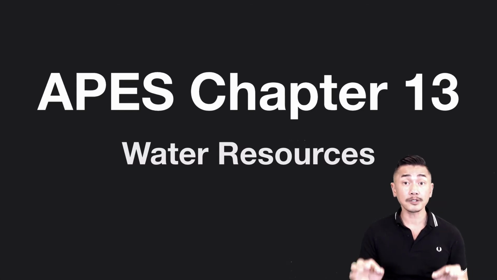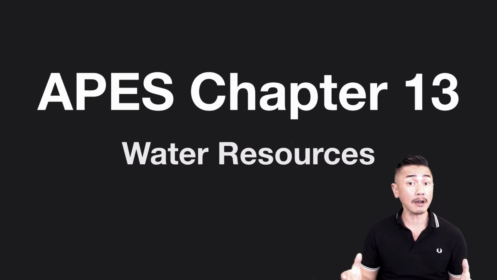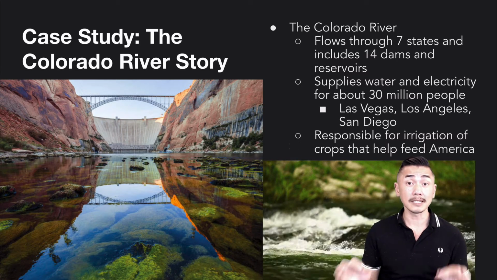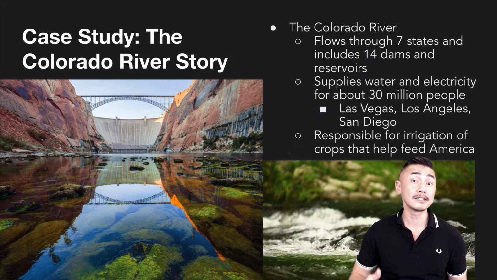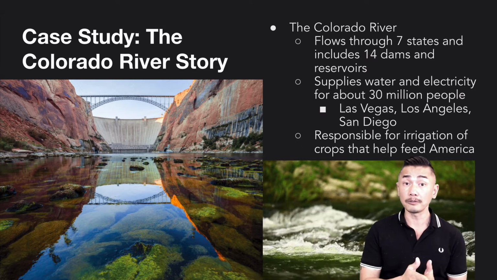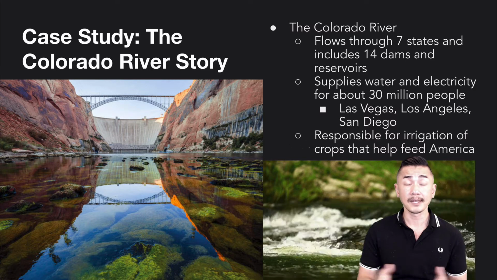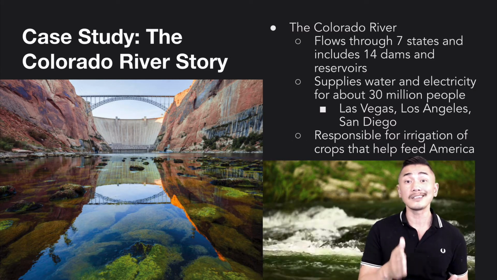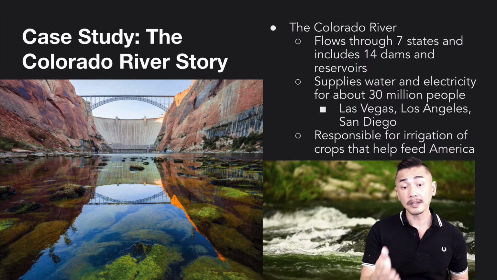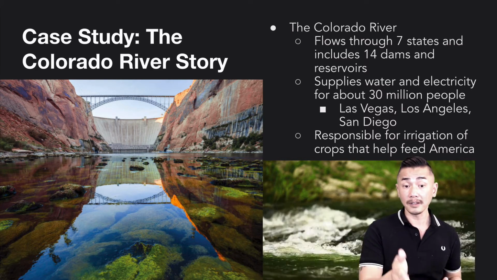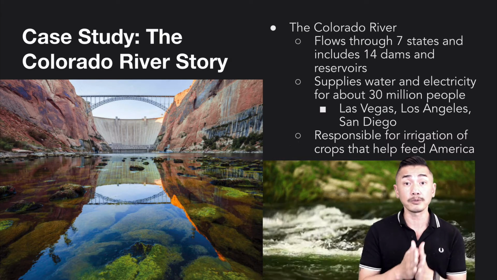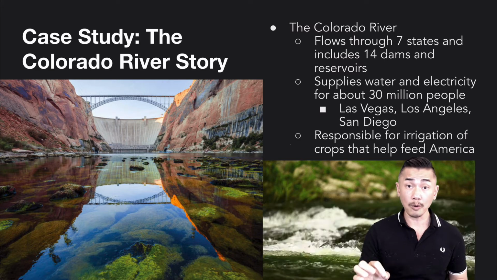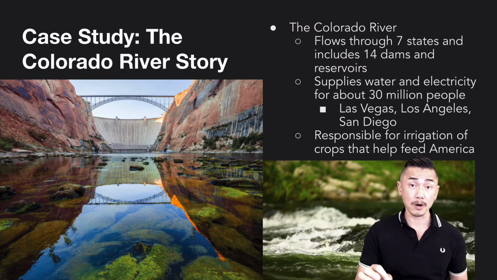In this screencast, we're going to start chapter 13 and talk about water resources. Access to fresh water is essential for our survival and maintaining our lifestyles, and the Colorado River is a great example of that. The Colorado River flows through 7 states and includes 14 dams and reservoirs, including the Glen Canyon Dam, shown here on the left side, located on the border between Utah and Arizona. These dams and reservoirs store water and generate hydroelectric power.